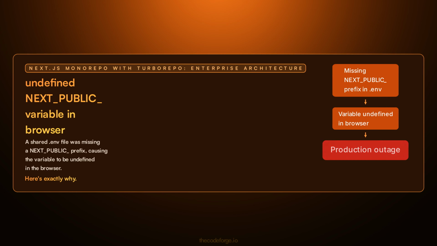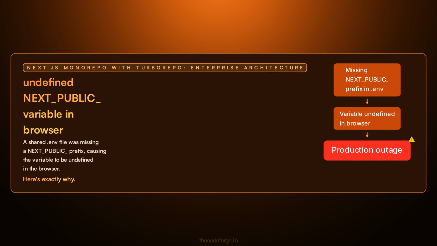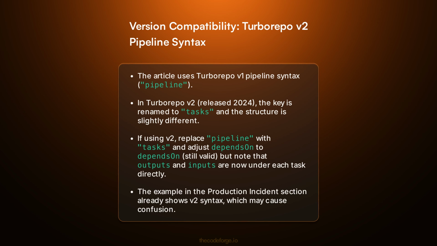A missing NEXT_PUBLIC prefix caused a production outage. The variable was undefined in the browser. The article uses Turborepo v1 pipeline syntax, pipeline.